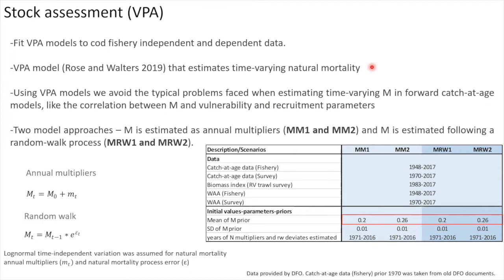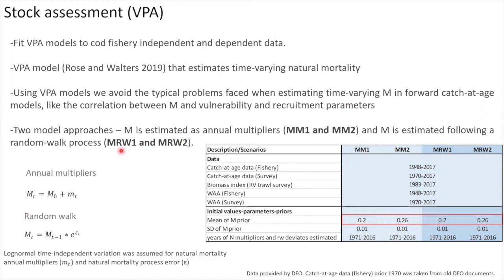And using VPA models, we avoid the typical problems faced when estimating time-varying natural mortality in forward catch-at-age models, like the correlation between M and vulnerability and recruitment parameters. In the VPA, vulnerability is derived and not estimated as a free parameter, and stiffness or the compensation ratio are estimated outside the VPA model using the outputs of the VPA.